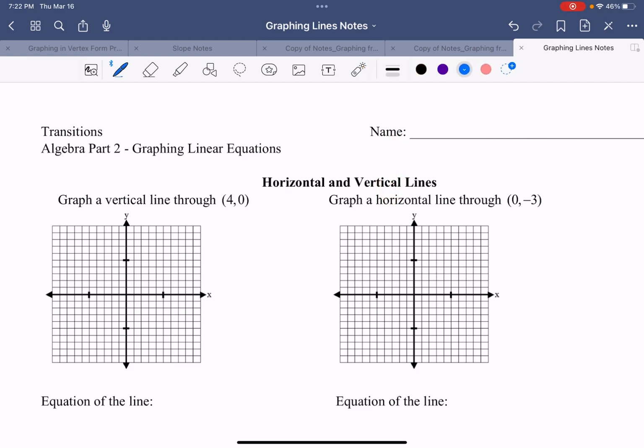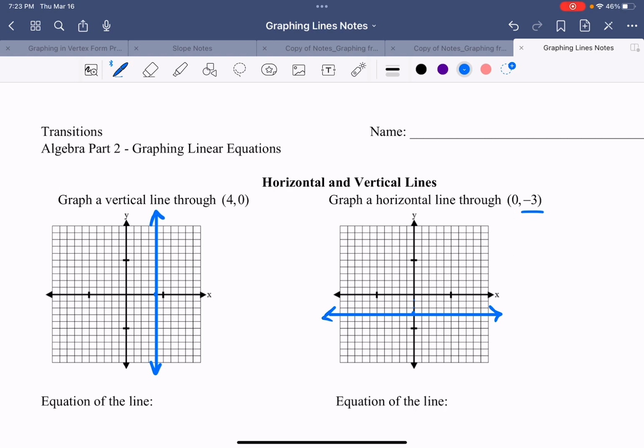All right, so in our first example, it says graph a vertical line through (4, 0). So you'll notice that the x says 4. So go in the 4 direction right here, and you're going to create a line that goes straight up and down like that, okay? When we're graphing a horizontal line, the horizon, notice I've got a -3, so I'm actually going to be looking at the y-axis and go down 3 here, and I'm going to graph my horizon through this point, and there I go, okay?